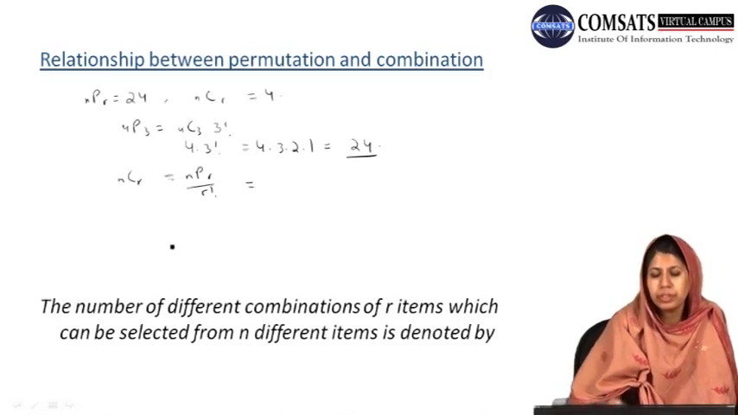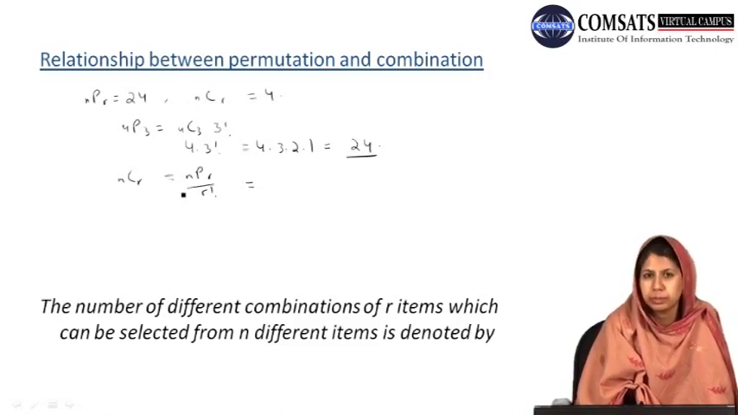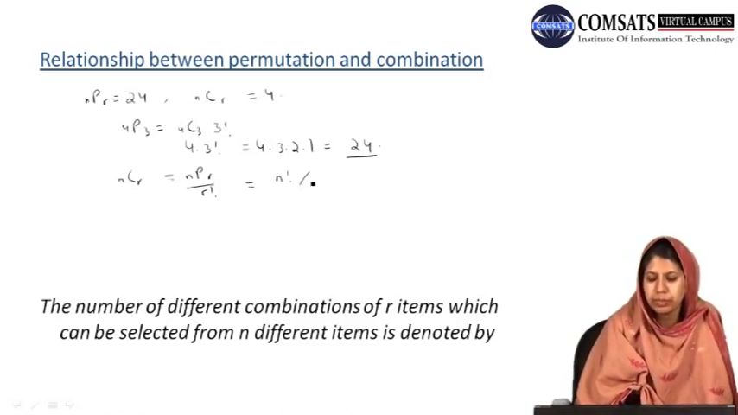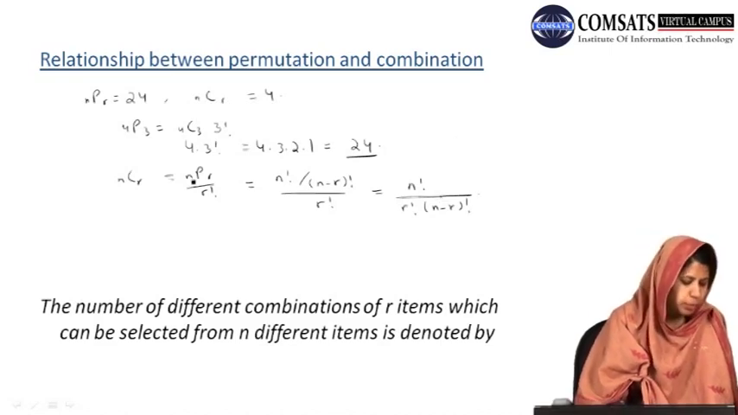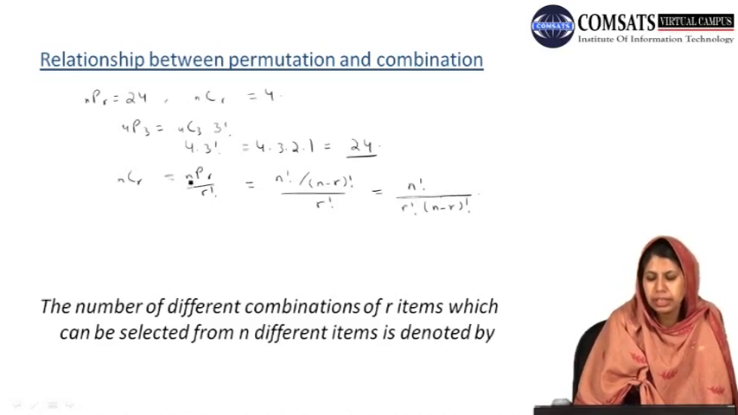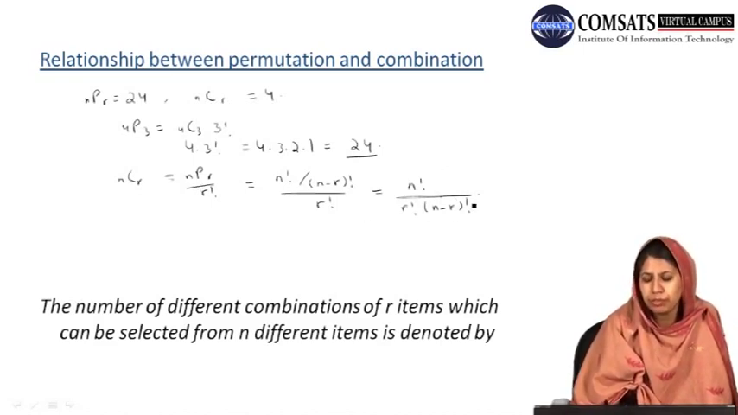Now, in calculating the number of possible combinations we first have to calculate the number of possible permutations. We will simply put the value of the number of possible permutations, which is n factorial over n minus r factorial, divided by r factorial, which is n factorial over r factorial into n minus r factorial. So the number of possible combinations can easily be obtained by using the factorial formula when we know the number of objects taken from the total number of objects.